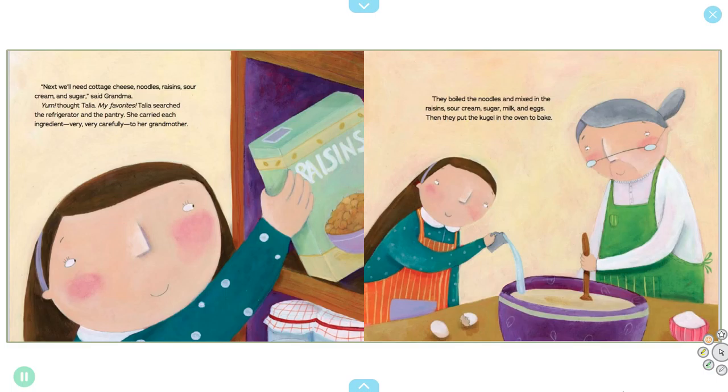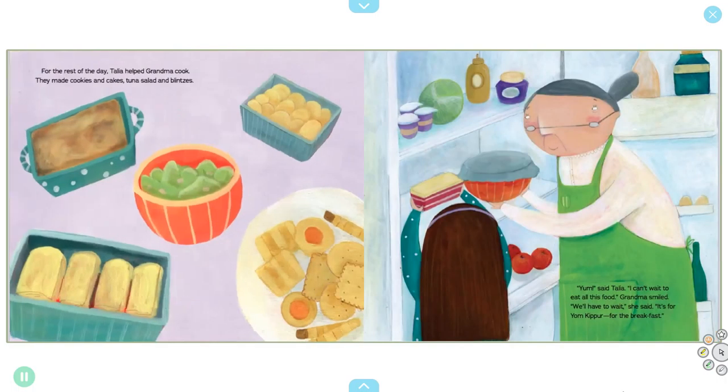They boiled the noodles and mixed in the raisins, sour cream, sugar, milk, and eggs. Then they put the kugel in the oven to bake. For the rest of the day, Talia helped Grandma cook. They made cookies and cakes, tuna salad, and blintzes. Yum, said Talia. I can't wait to eat all this food.